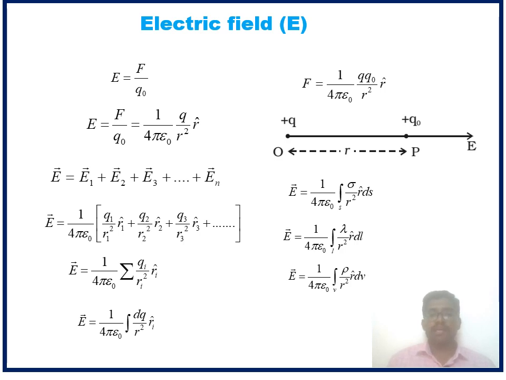Let me consider a positive charge which is situated at O. In order to calculate the electric field, we have to place a test charge plus Q naught at the point P.